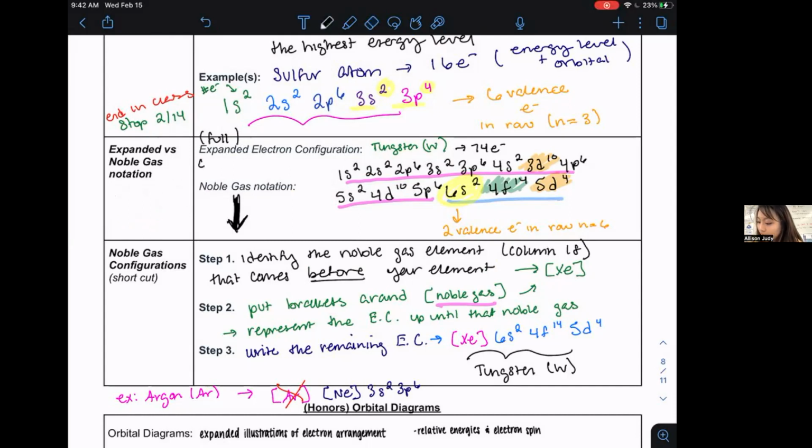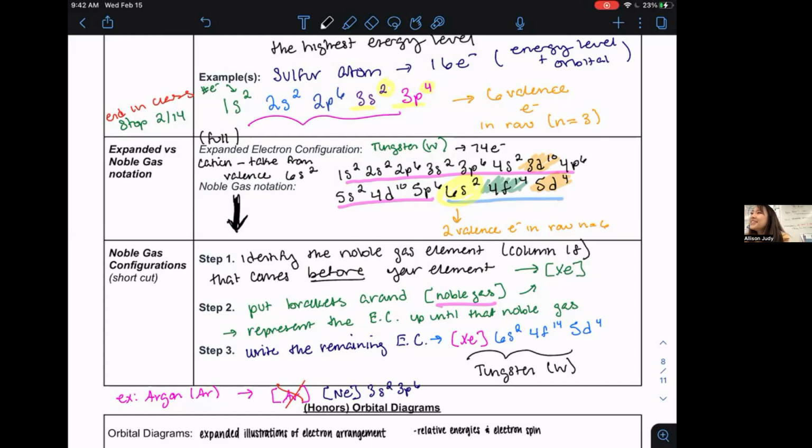Once you get rid of all the valence electrons, you would take away from that first. So this is how the removal will go. You would take from 6S, then you would take from 5D, then from 5P, then from 5S, then you would take some from 4F, because you're going by energy level removal.